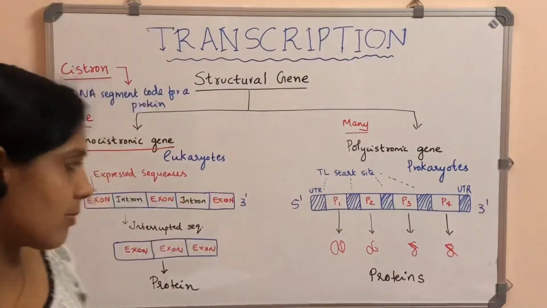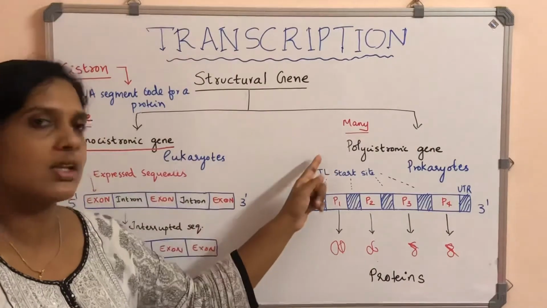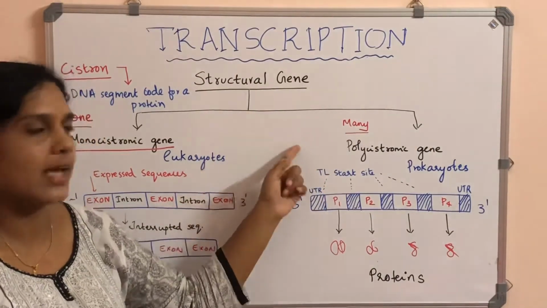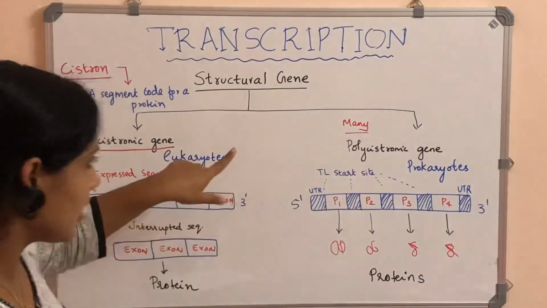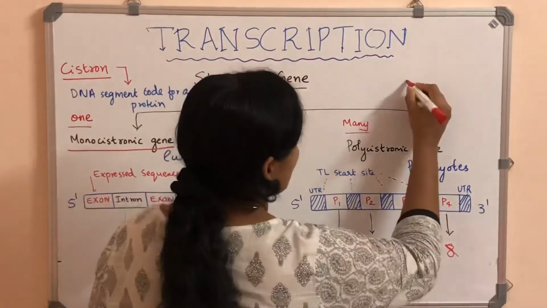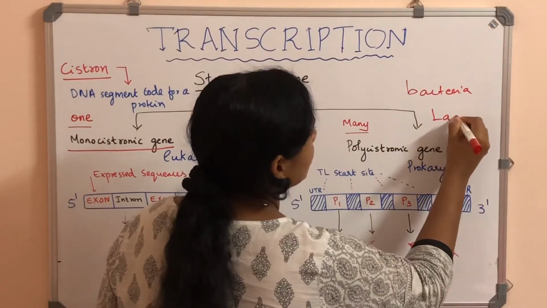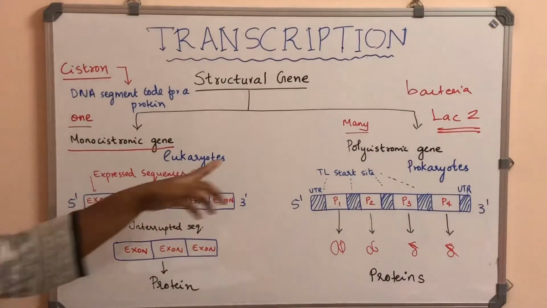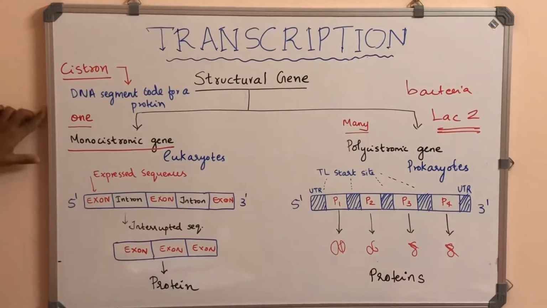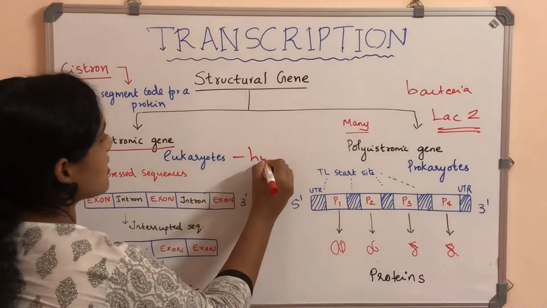They can synthesize many proteins from a single DNA segment. So that is the difference between monocistronic and polycistronic structural gene types. Polycistronic happens in prokaryotes like E. coli bacteria. You recall the lac operon, which carries out the polycistronic type of gene function. Monocistronic genes are found in eukaryotes like human beings.